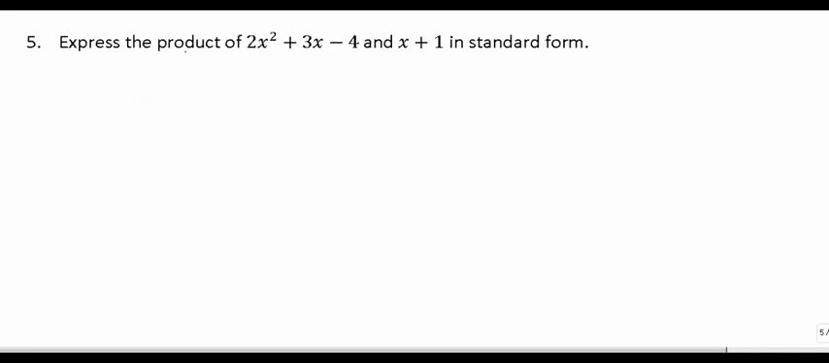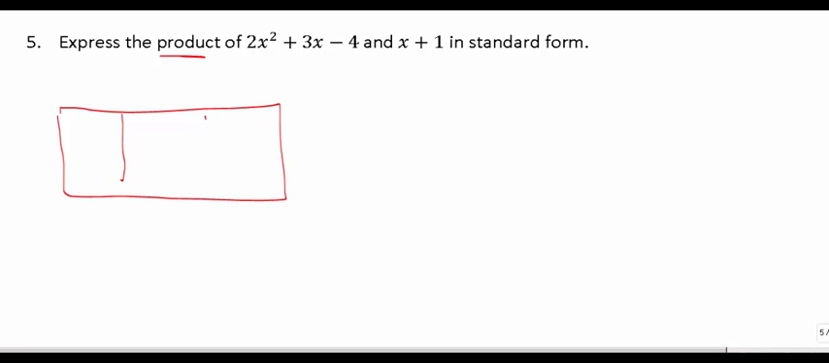Right, on this last question, it's looking for the product of two polynomials. You guys can set this up as an area model. Since it's a trinomial, I would think that the area model helps to keep things organized a little bit better. So let's go with our 2x squared up here, our 3x, and our minus 4. And then let's go with our x plus 1 on the side. And don't forget you have hidden exponents.